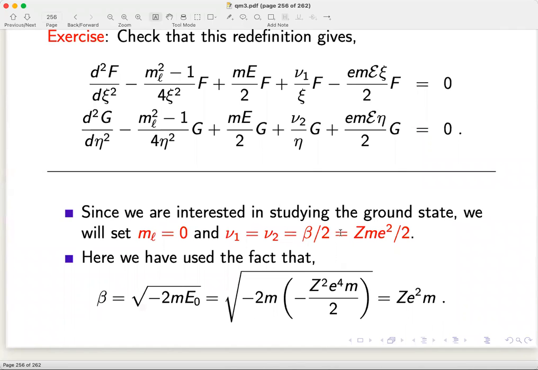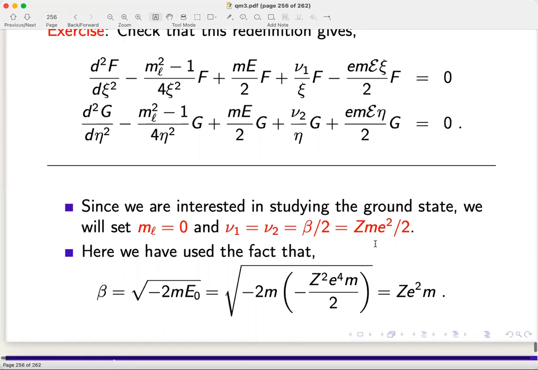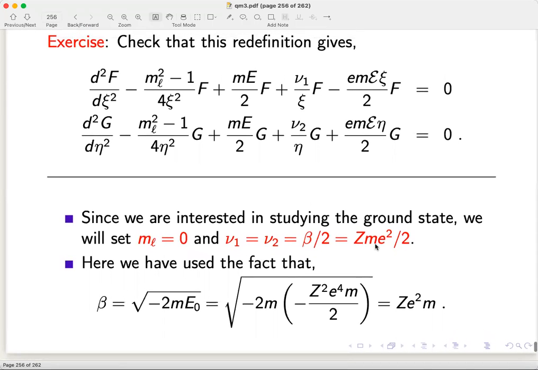It is not immediately obvious, but what you could do is to write down beta, which is defined to be minus 2 m E naught, where it is actually minus 2 m E, but we are looking at the ground state energy, so we substitute the ground state energy factor. The ground state energy factor is this. So this minus sign goes away, the factor of 2 goes away, and you get Z squared e to the 4 by m squared, whose square root is just this quantity. So that is why you get that. Is that fine?